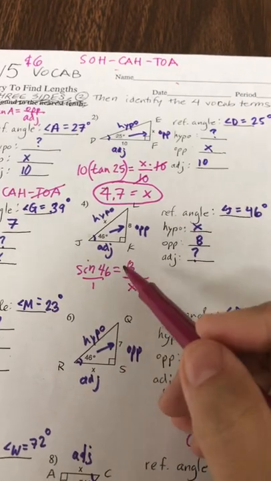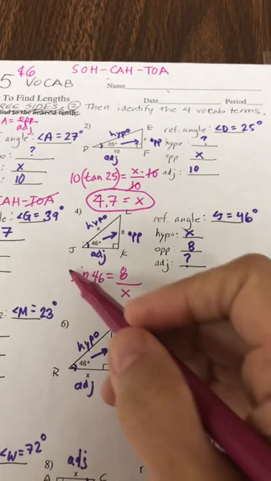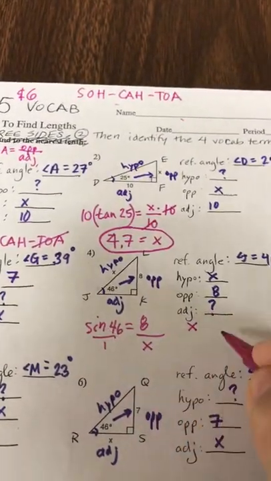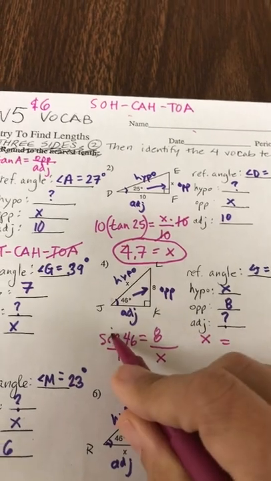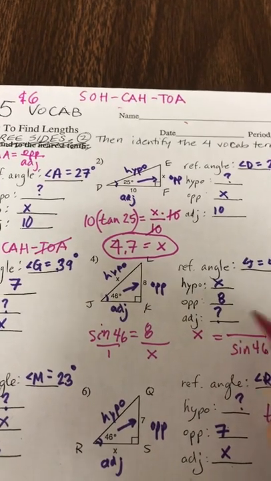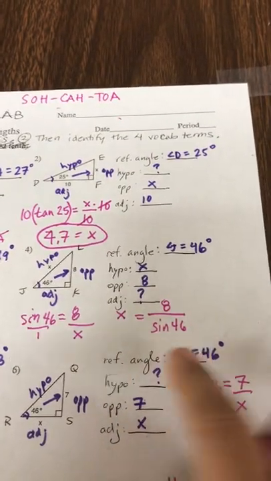So 1 times x is x. And these two, if I multiplied them together, would be in any order. So I could swap these places. So what I'm going to do is just rewrite the problem, writing x now up here and the sine of 46 down below. So we have x is equal to 8 divided by the sine of 46.